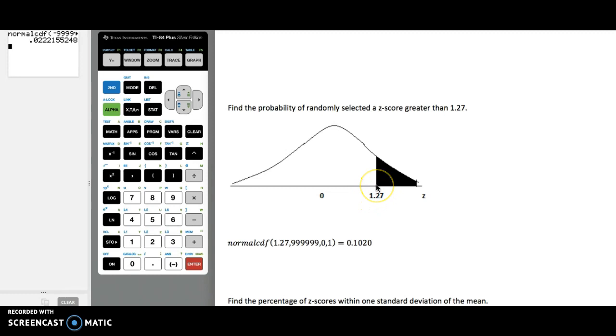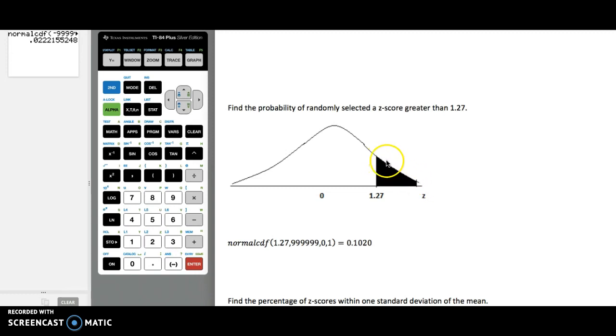And then you have to decide what portion of the graph you are going to shade. Well, we're looking for z-scores greater than 1.27. So that's going to be the right side of the graph. And so in order to calculate this probability using the graphing calculator, you need both a lower bound and an upper bound. So it's important to read the graph from left to right. Always read it from left to right. And so your shaded region starts here at 1.27 and continues this way as the z-scores get larger.